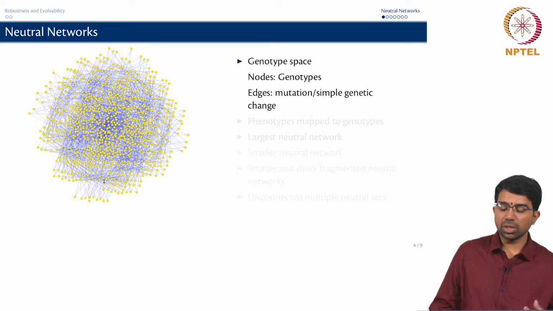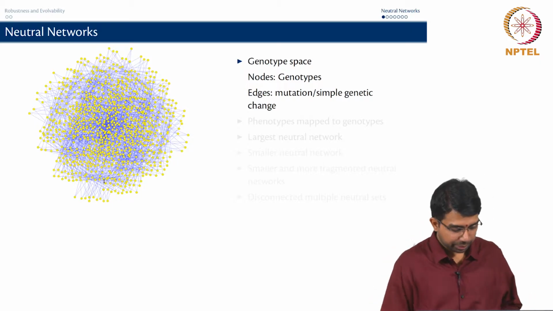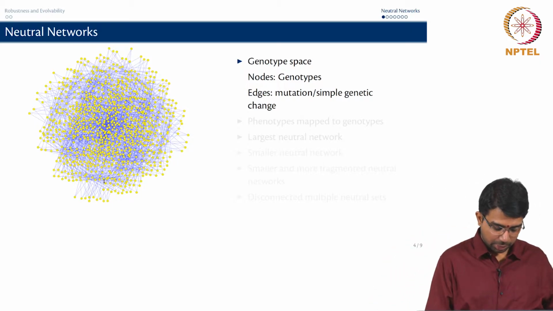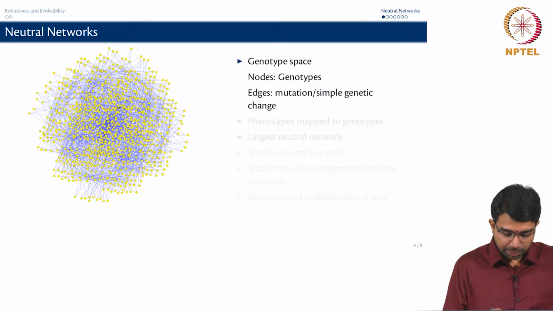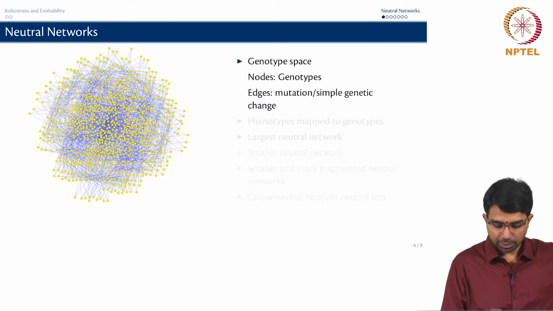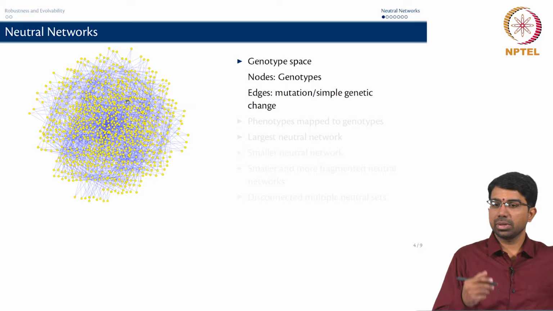So, you now start imagining a genotype space, right. What I show here on the left is a genotype space. Every circle, every yellow colored node here is a genotype, and two nodes are connected by an edge if they can be reached via a simple mutation. So, they are genotype neighbors.